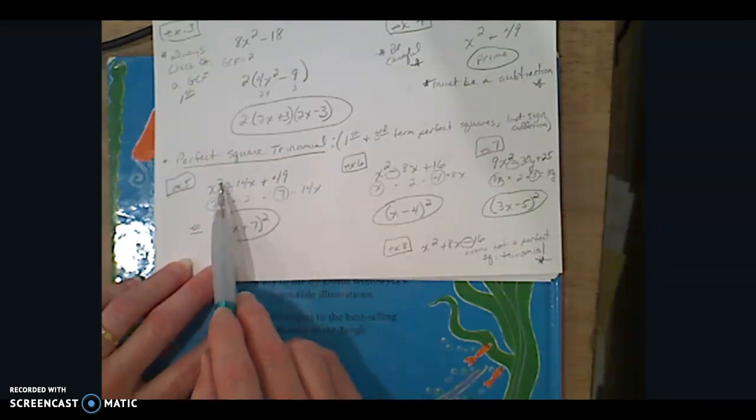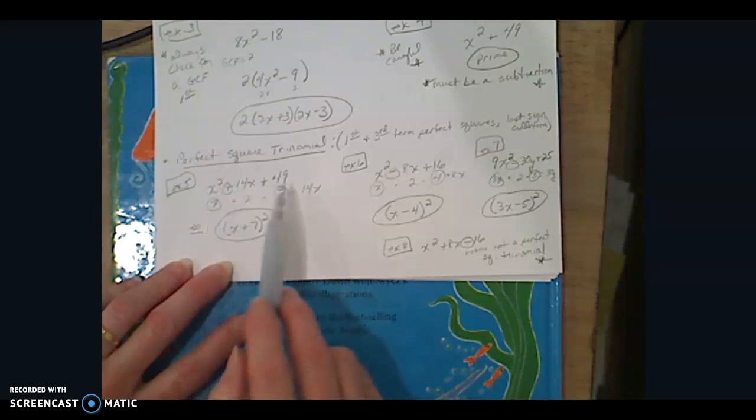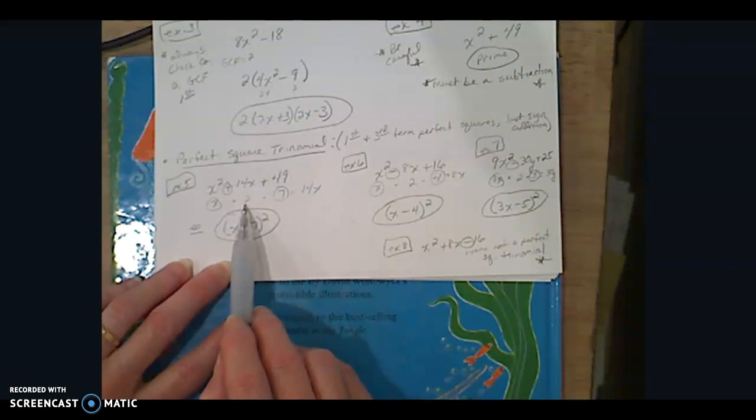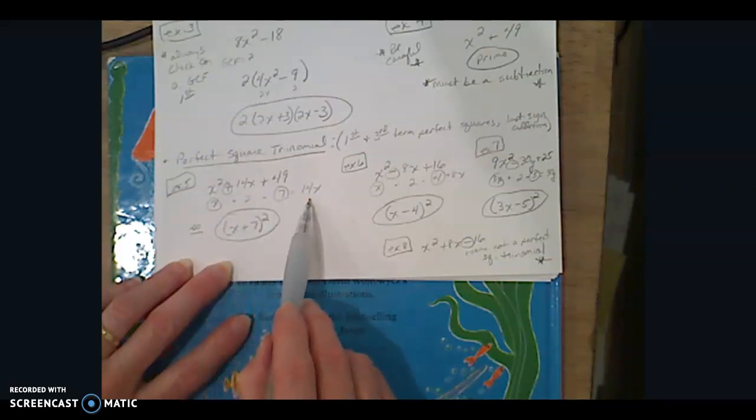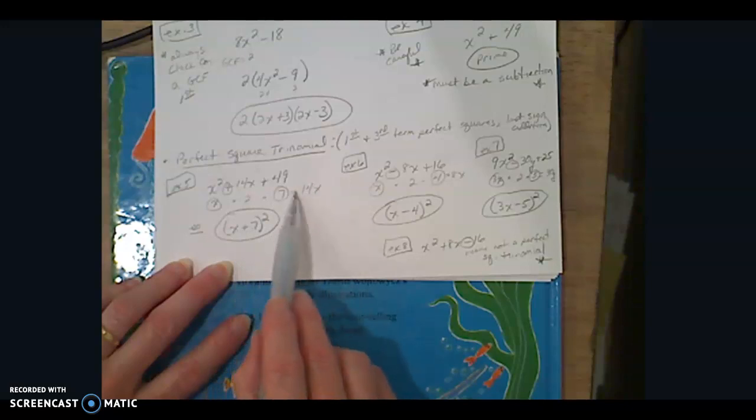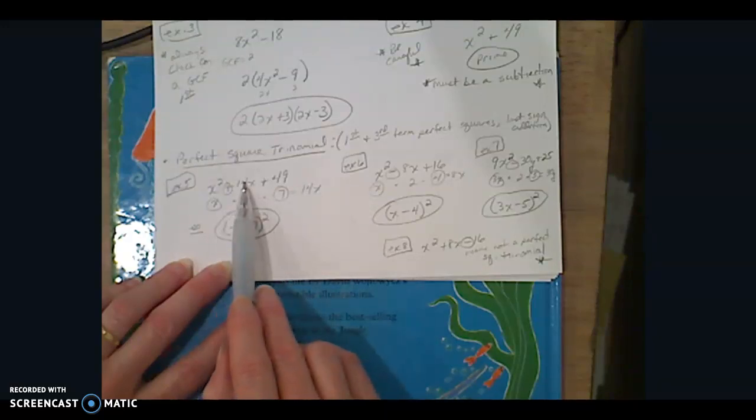So what I do is I take the square root of the first term, I wrote it underneath. The square root of the last term, of 49, is 7. And always put a 2 in the middle. That's the pattern. There's got to be that multiplied by 2. If I multiply straight across, x times 2 times 7, it gives me 14x. If this is the same as the middle term, then I know I have a perfect square trinomial.